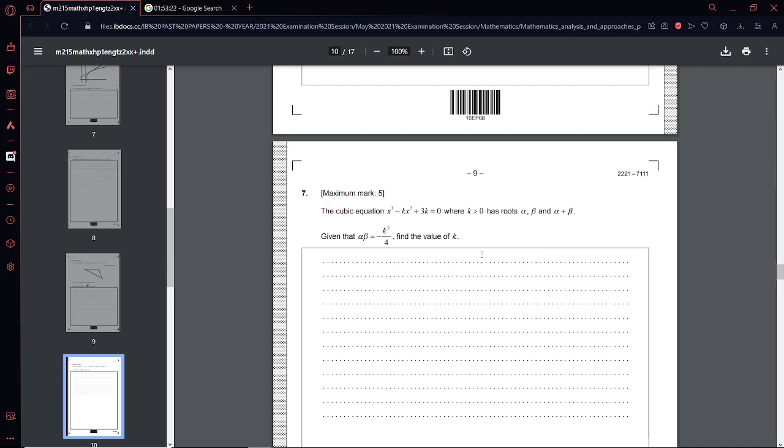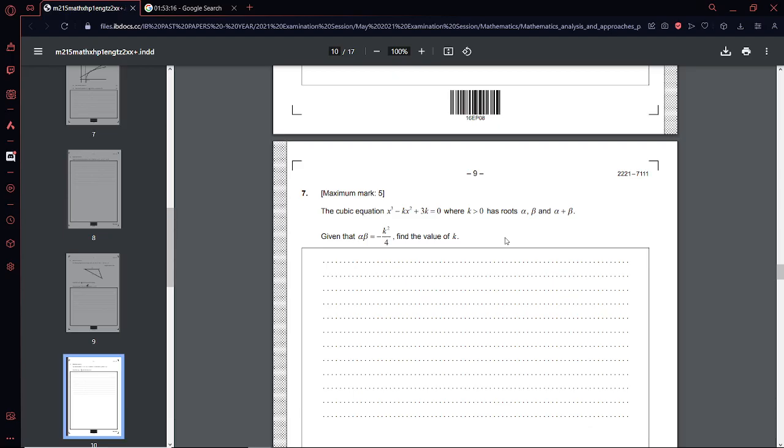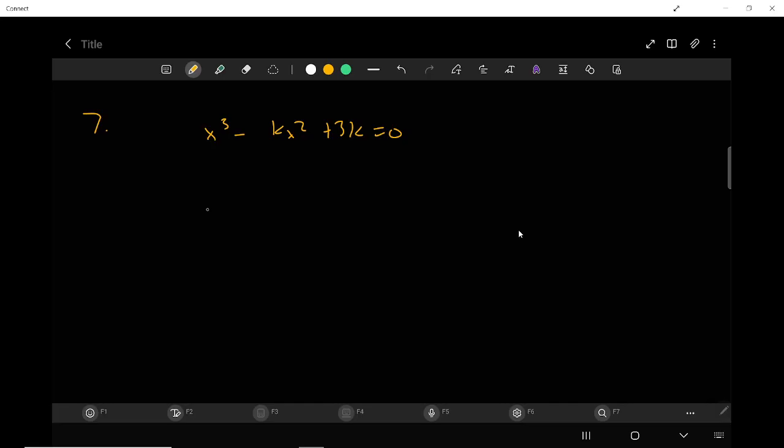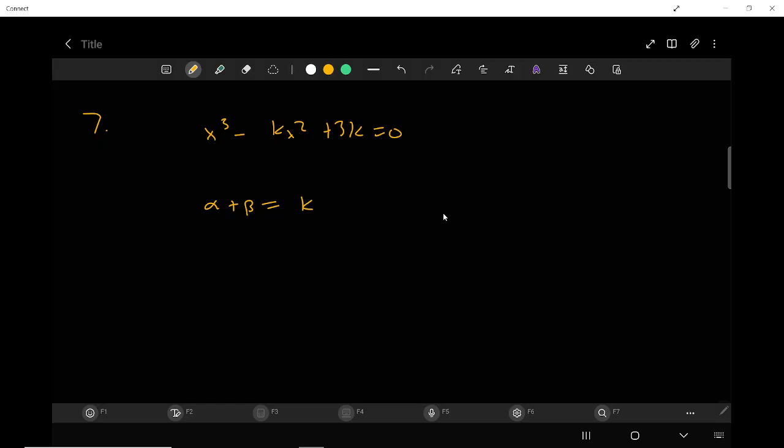Is there anything we can use? Oh, wait. Okay, never mind. I found an easy way. We can use the sum and product of roots. So the sum is going to be minus b over a. I'll just write this down and see where I go with it. And the product's going to be minus 3k over 1, so minus 3k equals alpha beta.